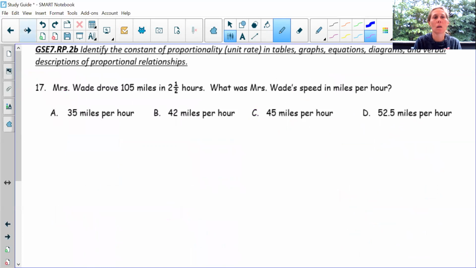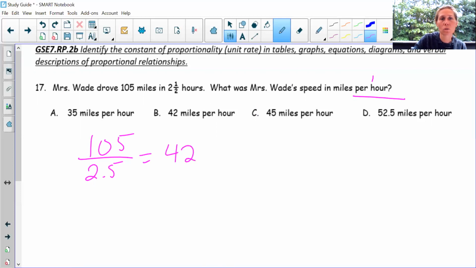17. Mrs. Wade drove 105 miles in 2.5 hours. What was Mrs. Wade's speed in miles per hour? Per 1 hour. That means I have to divide by hours. So 105 divided by 2.5, I'll just write as a decimal, 2.5, or 2 5/10. So 105 divided by 2.5 gives me 42. So she goes 42 miles per hour.